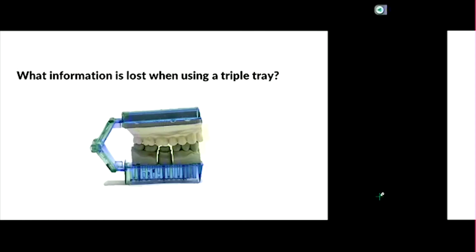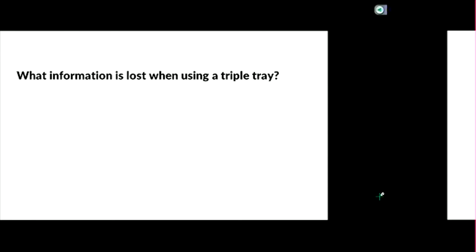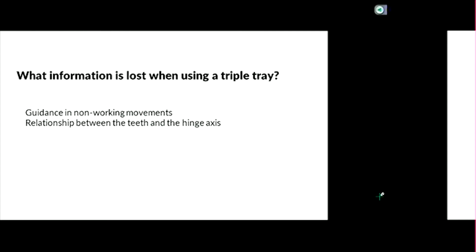So what information is lost when using a triple tray? Who wants to take a guess? Or do I have it on the next slide already? Okay. So our guidance in non-working. Okay, let's start with the second one because that's the most obvious. We've talked about this already.